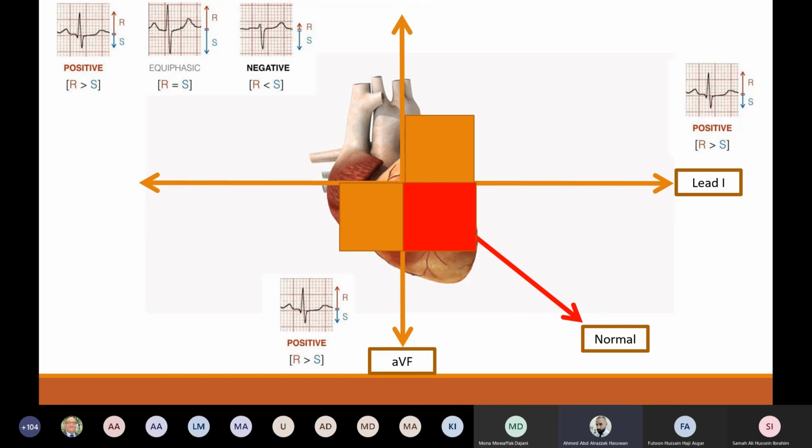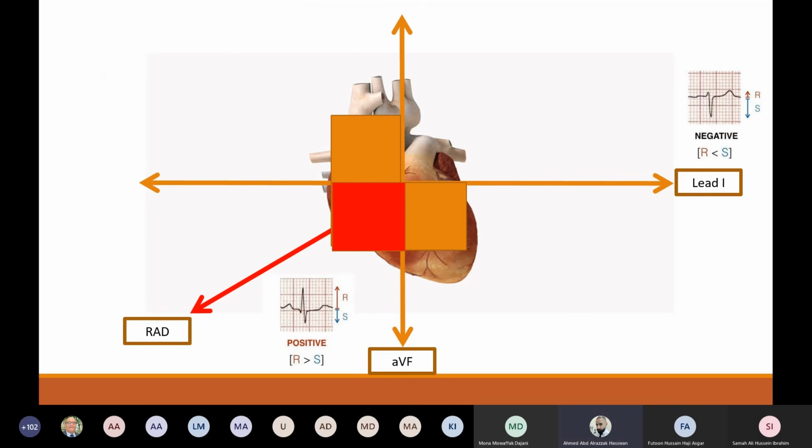Now, if lead AVF is again positive, so the vector is pointing towards AVF. Okay, so it would be in this quadrant or that quadrant, and then we match. Where is the mutual area? It's here. You can see it by the red button. So the heart axis is in this quadrant, and it is a normal heart axis. Okay. Now let's take another example.